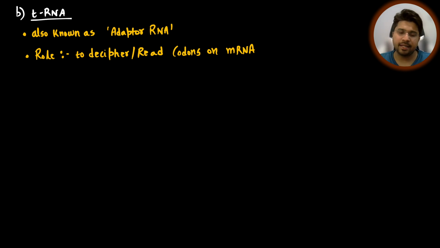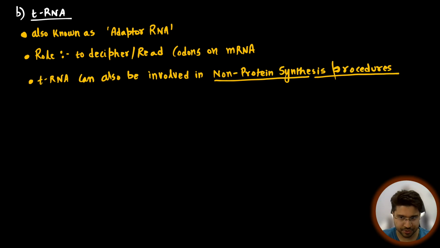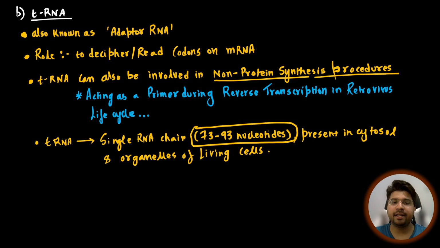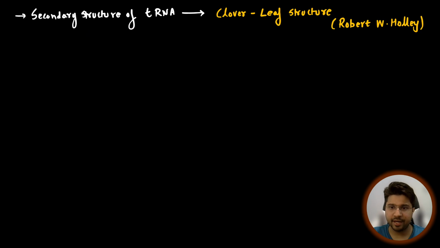There are several examples where scientists have found that tRNA can also be involved in non-protein synthesis procedures, right? For example, it has been found that tRNA can sometimes act as a primer during reverse transcription in the retrovirus life cycle, right? Can be an important question for exams or interviews. Similarly, if we talk about the structure, tRNA is a single chain ranging from a minimum of 73 nucleotides to a maximum of 93 nucleotides, present in the cytosol and the organelles of the living cell, right?